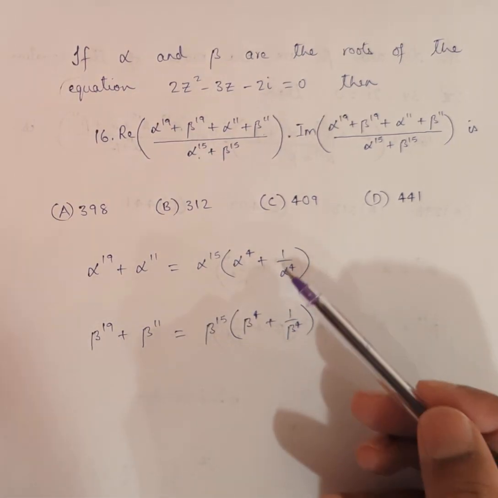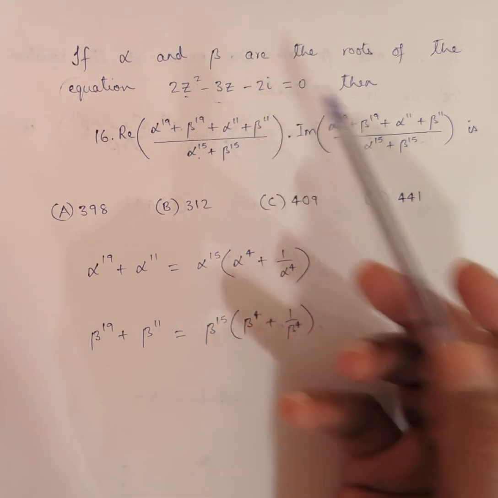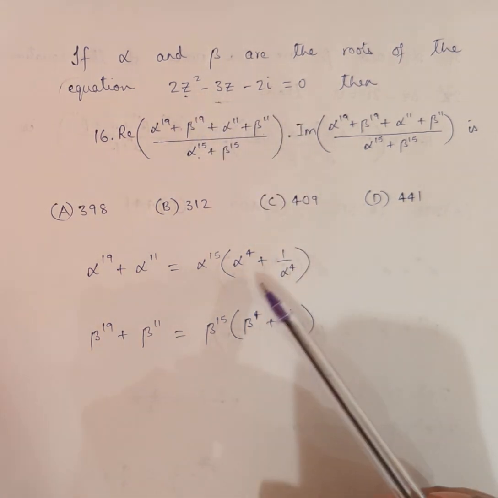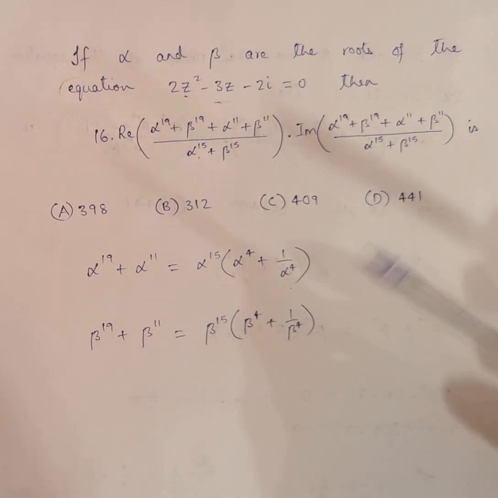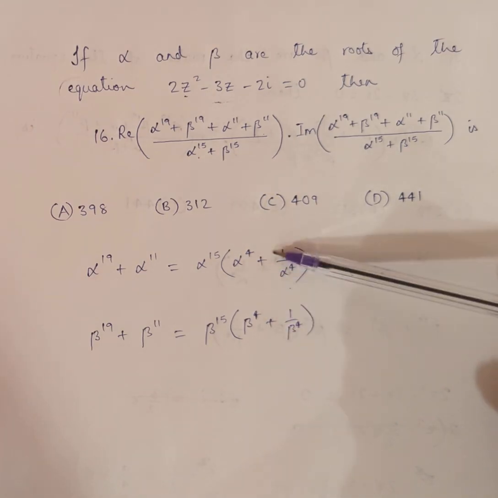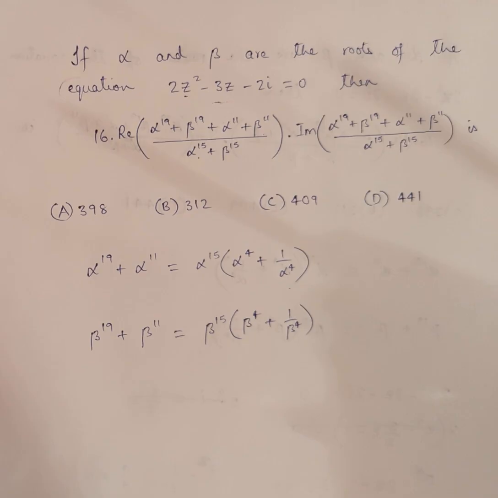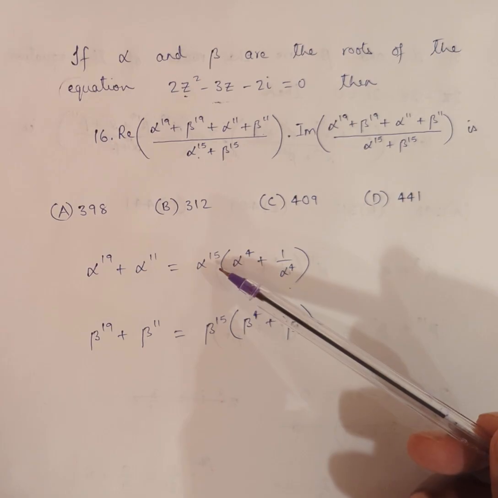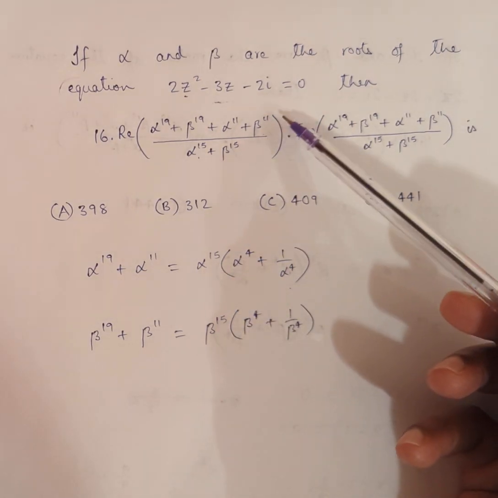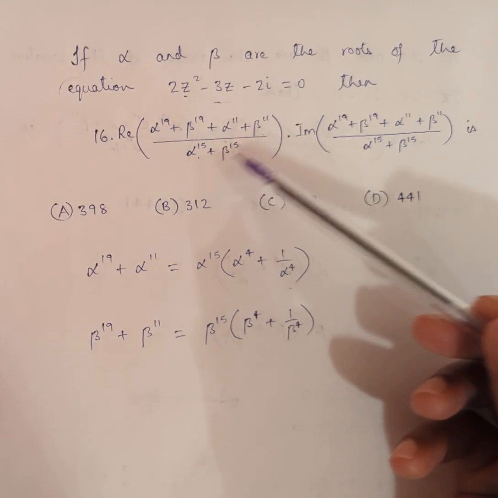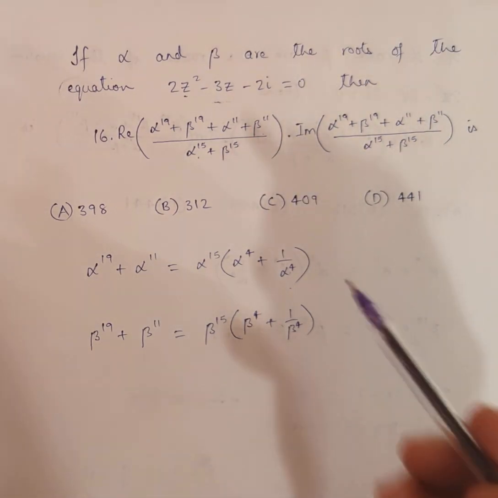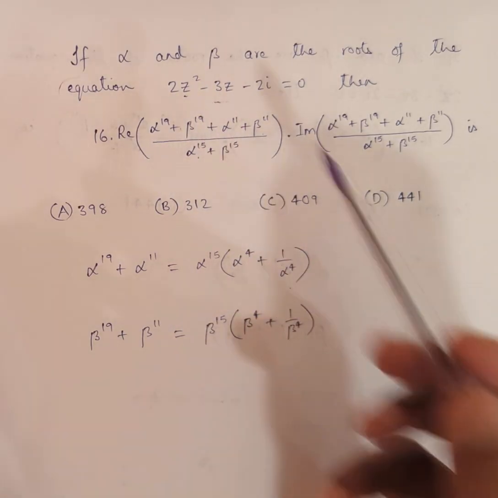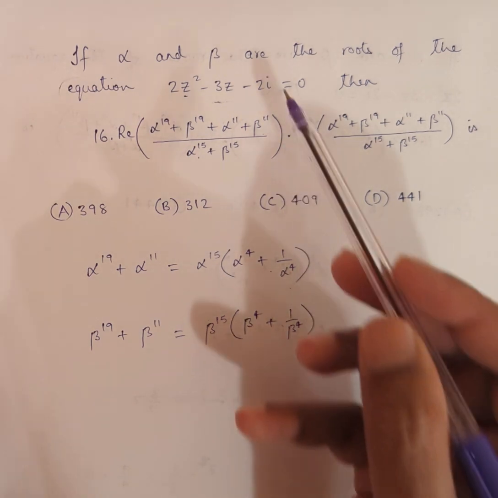And notice alpha and beta are the roots of this equation. So if we can find an expression for z to the 4 plus 1 over z to the 4, then both of these expressions will evaluate to the same quantity, which means in our numerator, we could factor that same quantity and we would have alpha to the 15 plus beta to the 15 as one of the factors, which will cancel with the denominator. So that's the idea, if we can find an expression for z to the 4 plus 1 over z to the 4.